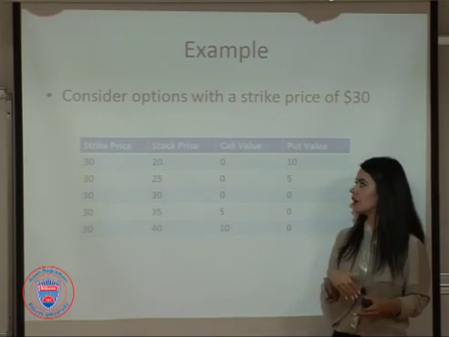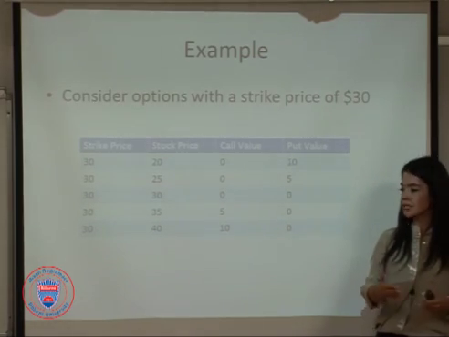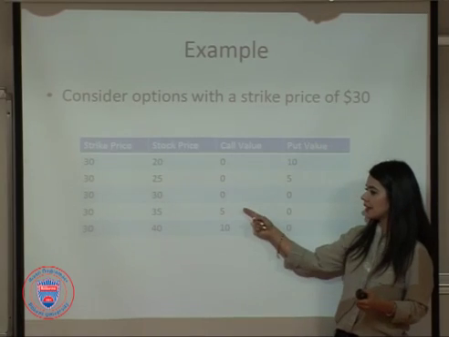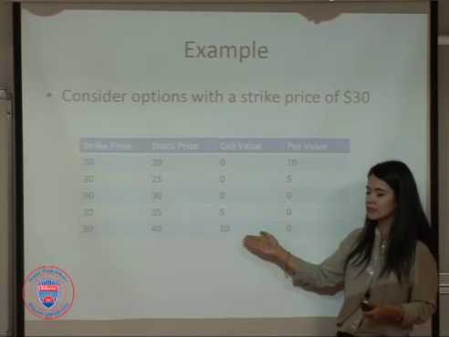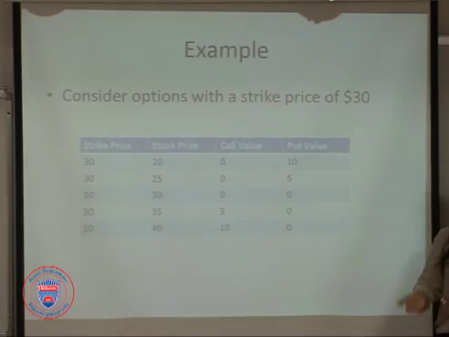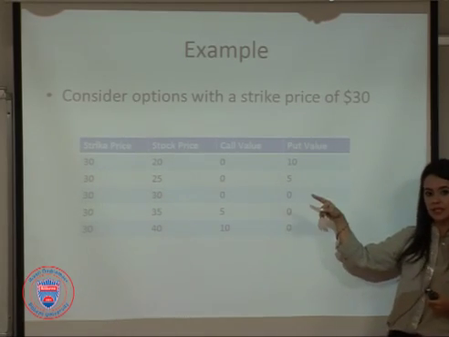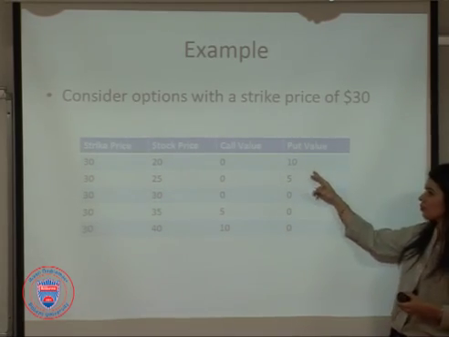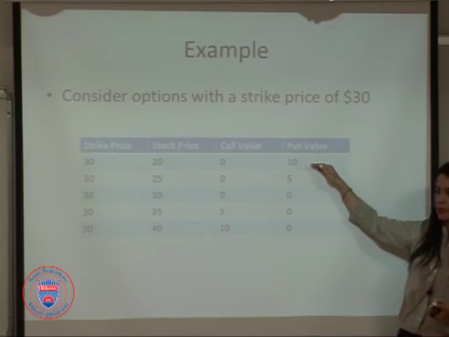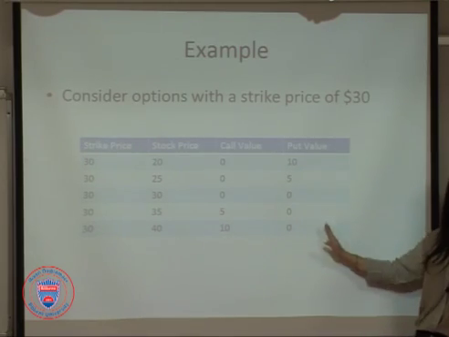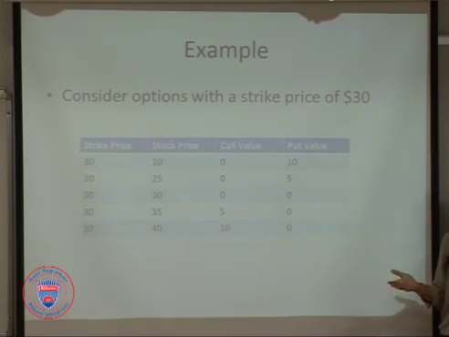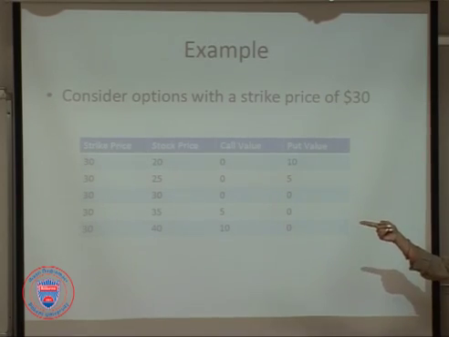Then whenever the stock price becomes higher than the exercise price, you're going to exercise the call. And the difference between these two will give you the call values. So it's 5 in this case, 10 in this case. For put options, it's just the opposite. You're going to exercise the option only when the stock price is less than the strike price. So the put value is 10 when the stock price is 20, and put value is 5 when the stock price is 25. In other cases, you're not going to exercise the put option. So it is just a table representation of what we just wrote there.